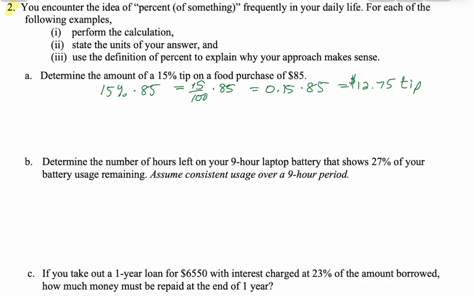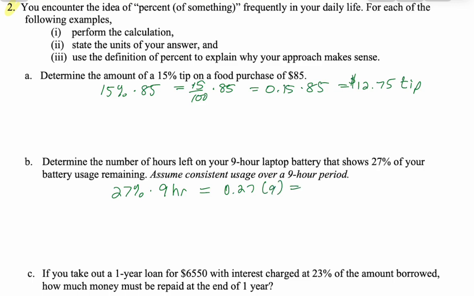Now, I thought B was kind of interesting. It says, determine the number of hours left on your 9-hour laptop battery that shows 27% of your battery usage remaining. Now, we see that percentage on our phones, on our iPads a lot, but we don't always think of percentage of what. So I thought this was kind of an interesting one. So if we think about, we have 27% of the total 9 hours that we originally had, then it's really going to be 0.27, or 27 over 100, whichever you like, times 9.